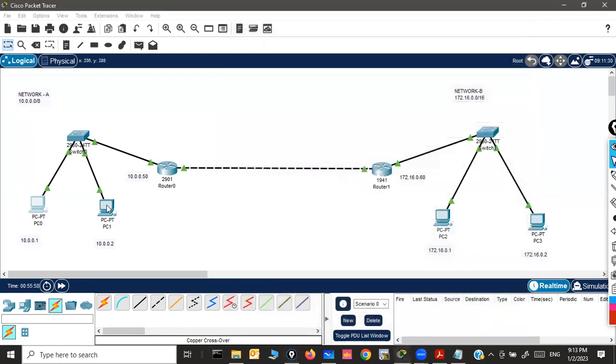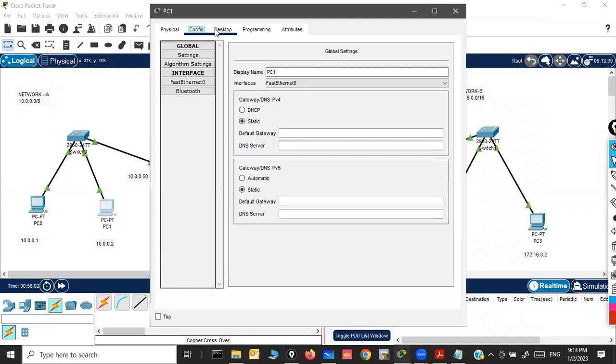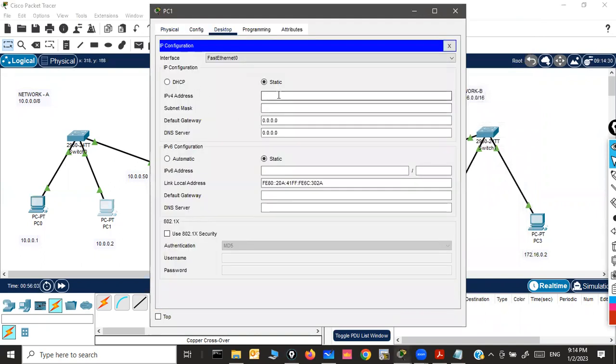So is there any problem? No problem. Even if I take this machine, and here again I'm going straight to this machine, 10.0.0.2.